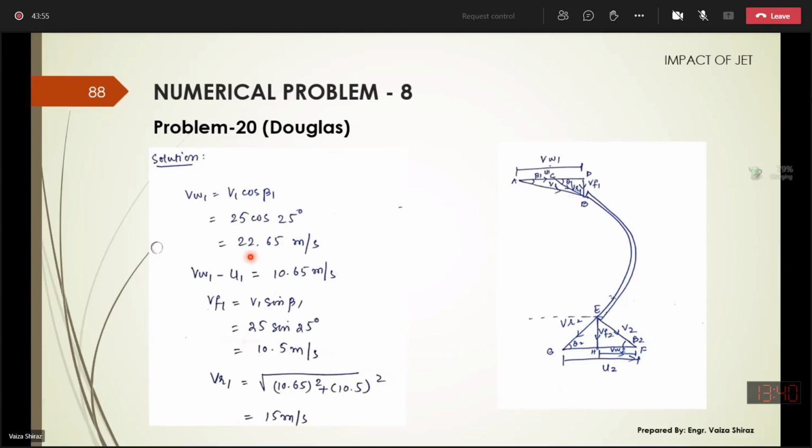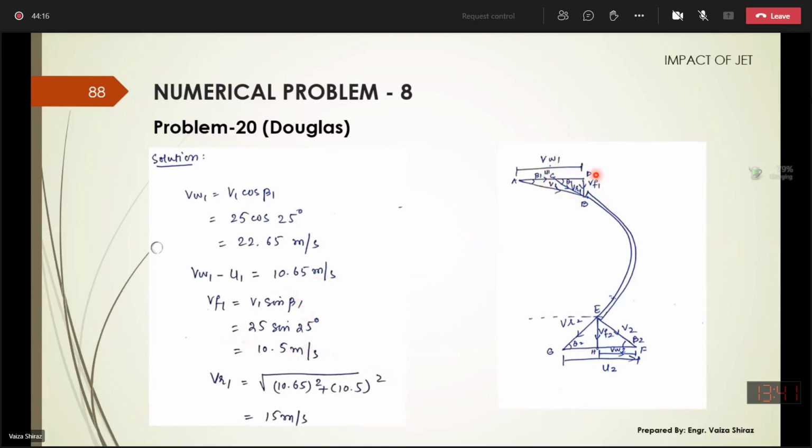It is coming to be 22.65 meter per second. Then VW1 minus U1, that is this vector CD. You have to find PR1. That will be the resultant of this VF1 and this vector CD. So CD will be VW1 minus U1. It is 10.65 meter per second.